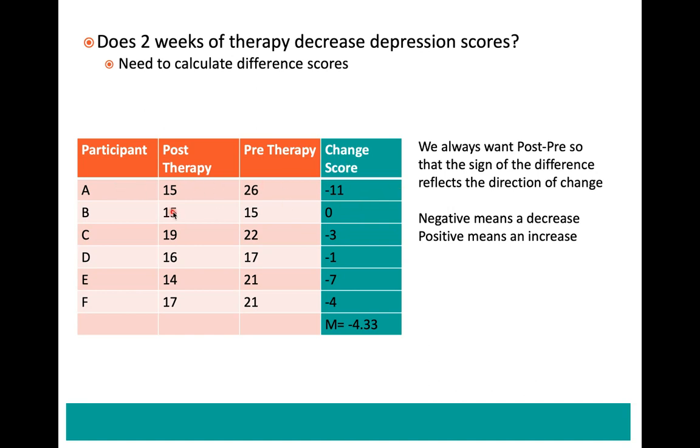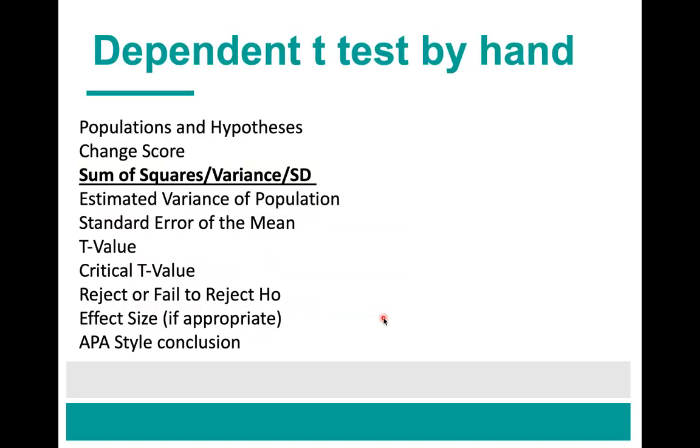So we calculate a change score for each participant, and then we find the average change score for our data. Here, the average change score is negative 4.33. So on average, therapy decreased depressive symptoms by 4.33 points. The next thing we need to do is find the sum of squares, variance, and standard deviation of this change score.